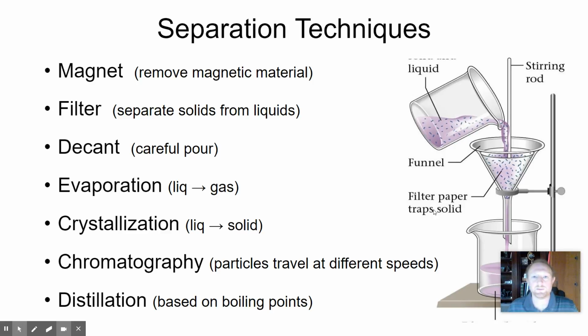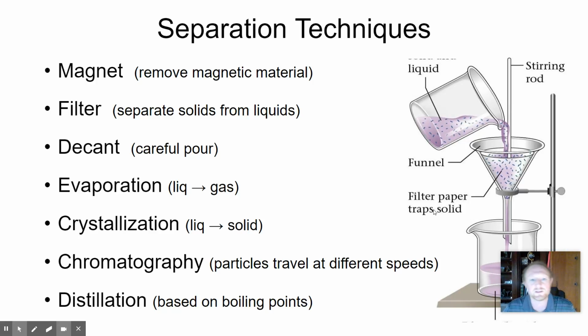Good morning, class. This is Mr. Peralt, and in this video, we're going to talk about separation techniques. Last time, we talked about mixtures, and mixtures contain two or more different substances physically combined. They can be in the form of homogeneous or heterogeneous. And in this lesson, we're going to discuss the different ways in which you can separate those substances out.